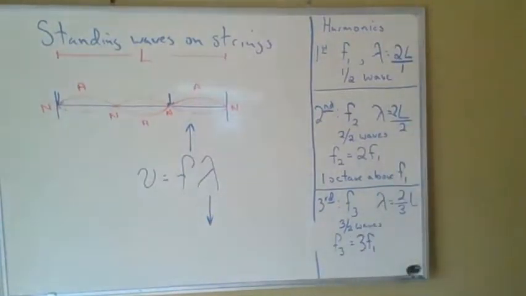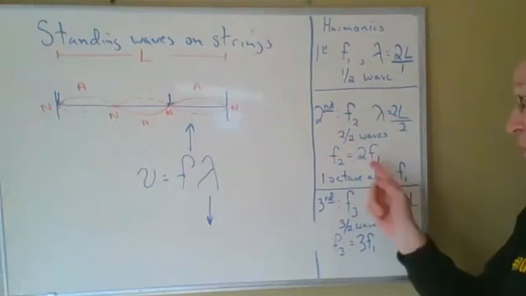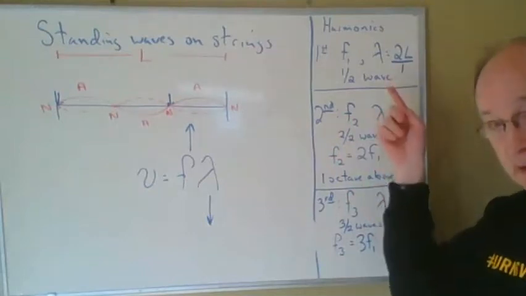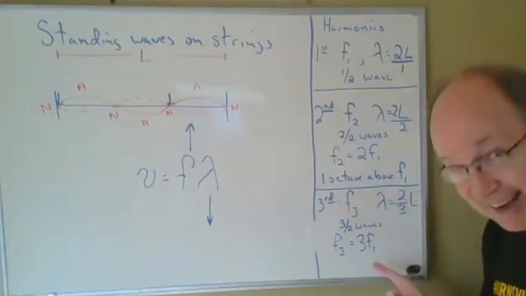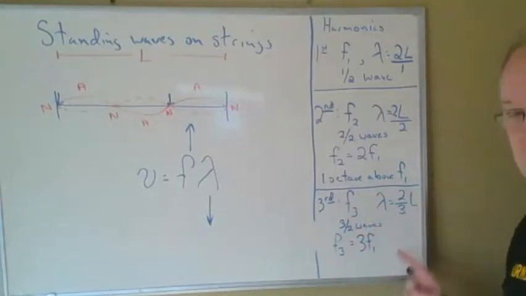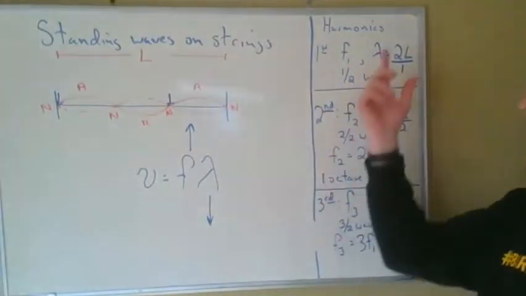3 times the frequency. The first harmonic is the fundamental frequency. That's the lowest, F1. The second harmonic, F2, is exactly twice that fundamental frequency because it's exactly half the wavelength. The third harmonic is exactly 3 times the fundamental frequency because the wavelength is exactly 1/3 the wavelength of the first harmonic standing wave.